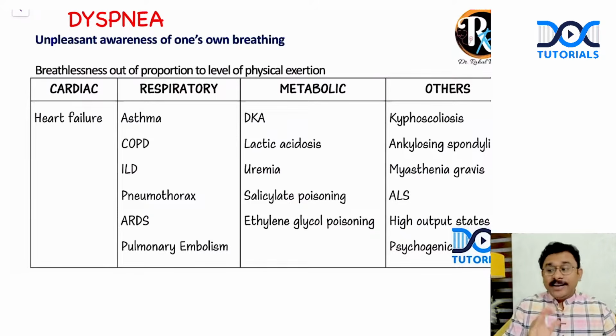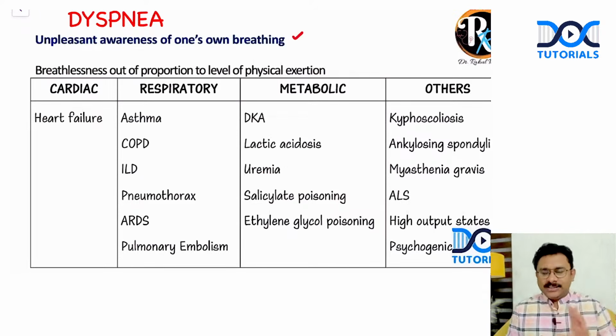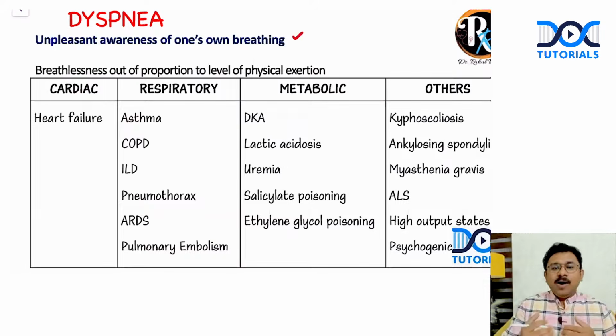Coming to dyspnea. What is the definition of dyspnea is an important question. So dyspnea is unpleasant awareness of one's own breathing. That is the definition of dyspnea. And dyspnea and breathlessness are almost the same, but slightly different. Dyspnea is breathlessness out of proportion to the level of physical exertion. I can say dyspnea is out of proportion.